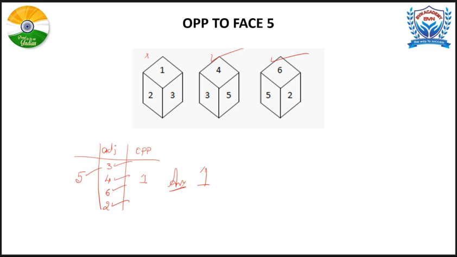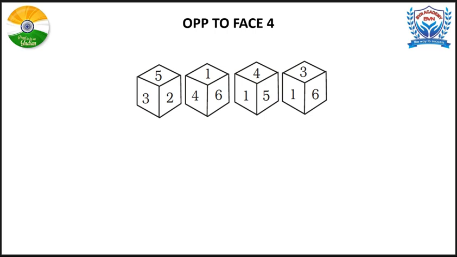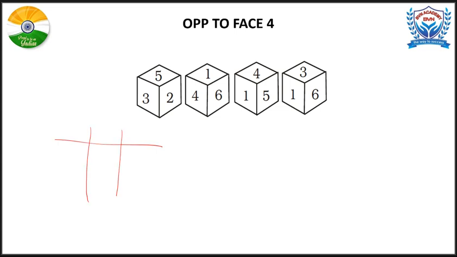Now we'll see the next type of problem. Okay, in this case you are supposed to find out the opposite of face 4. So in the same way, make a 3-column table, write down the number to which we are supposed to find the opposite face, so that is 4 in this case, and adjacent here, opposite here.